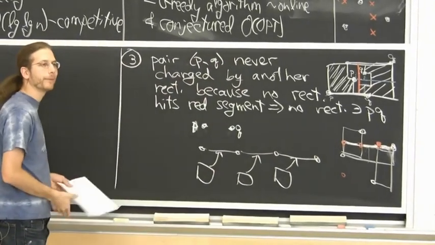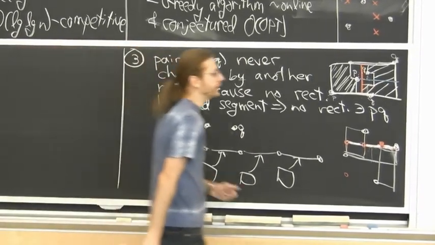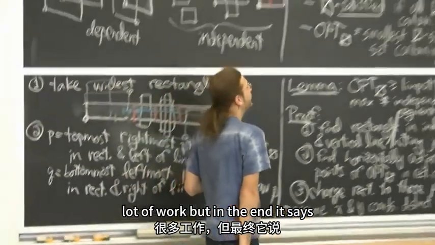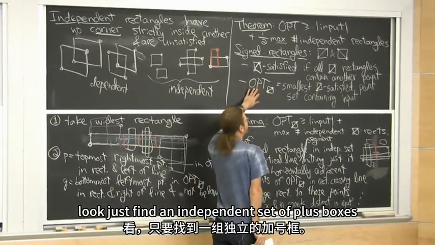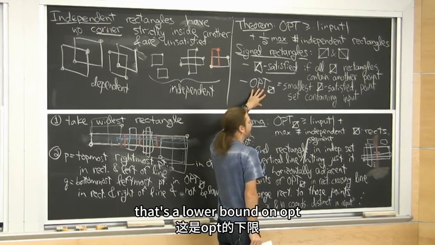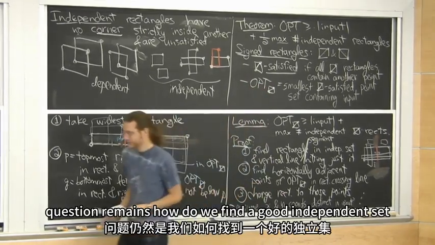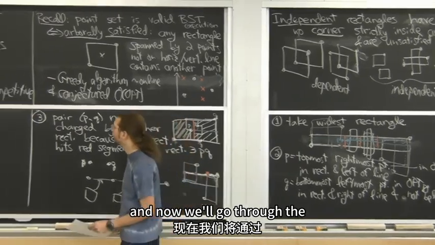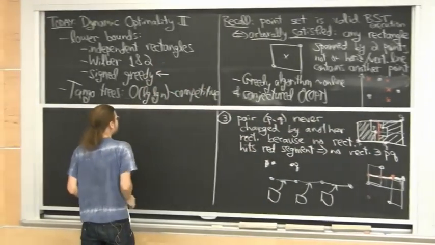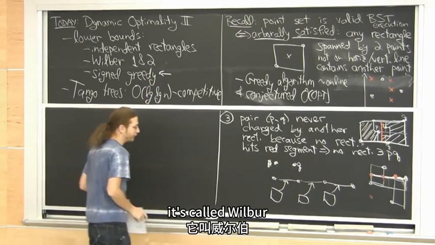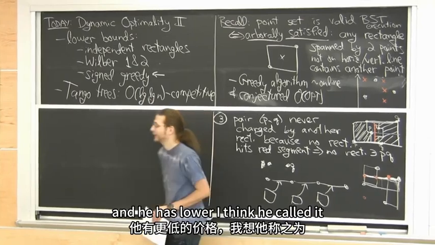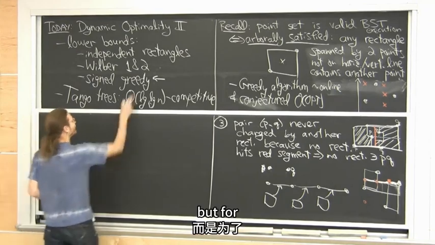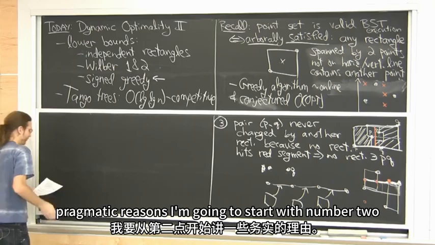So that's the lower bound. A lot of work, but in the end it says, look, just find an independent set of plus boxes, plus rectangles. That's a lower bound on opt. So now the question remains, how do we find a good independent set of plus boxes? And now we'll go through the 3 different ways we know how to do it. Let's start actually with Wilbur 2. It's called Wilbur 2 because it was in a paper by Wilbur, and I think he called it lower bound number 1 and lower bound number 2. But for pragmatic reasons, I'm going to start with number 2.